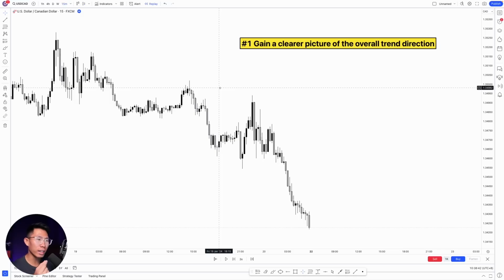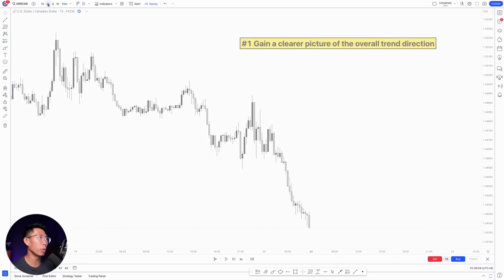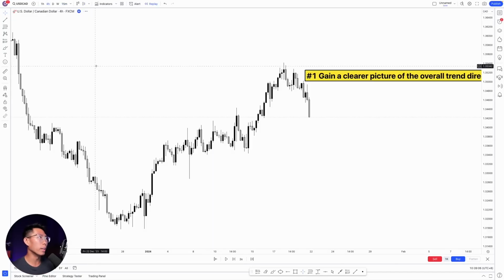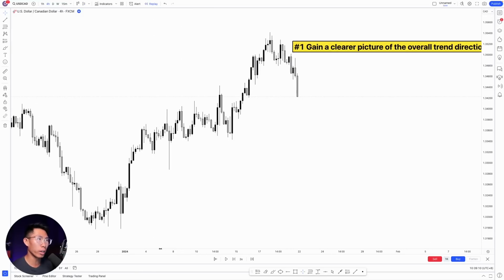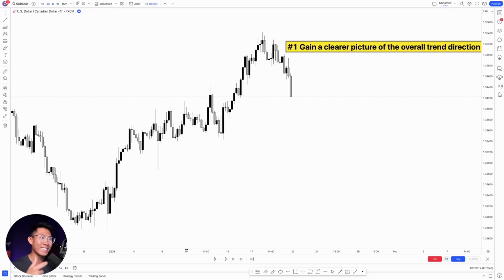And if you still don't understand the importance of top-down analysis, let me give you 3 more reasons. The first reason is that you want to gain a clearer picture of the overall trend direction. In this case, we are on the 15-minute time frame, and you can see price is in a downtrend, right? So you should be looking for sells, right? Wrong, because if you go up to the higher time frame, the 4-hour time frame, or even the daily time frame, you will see that price is actually in an uptrend, right? The overall trend is an uptrend.